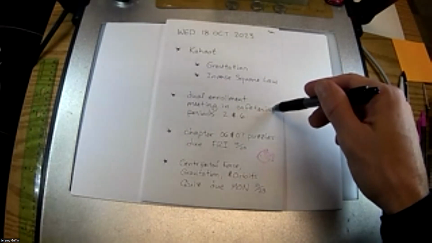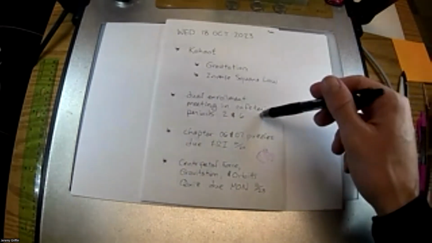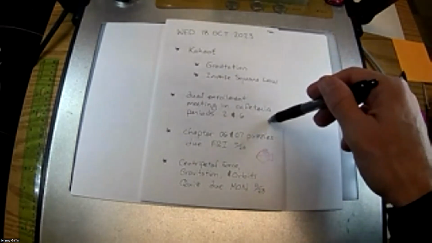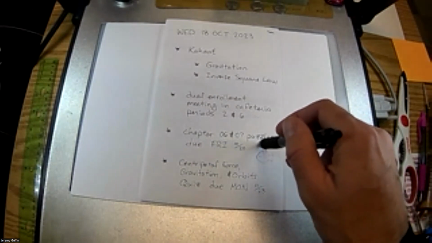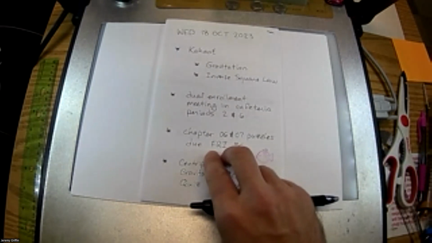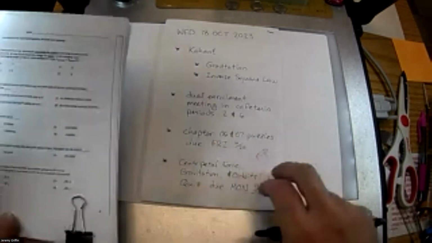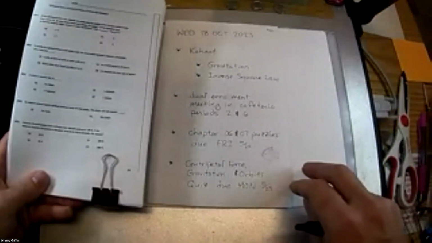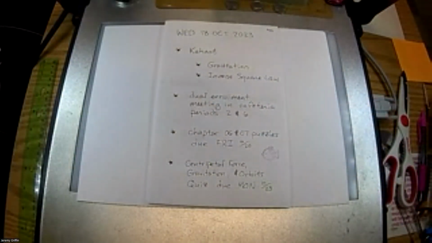Dual enrollment meeting in cafeteria, periods 2 and 6. Check with your 6th period teacher, see if you think this might apply to you. There's a spreadsheet going around saying what students are doing that. We finished chapter 6 and 7 puzzles yesterday in class. Well, I covered all the ones that I assigned to you guys. Let's have those 2 Friday. You'll probably finish them now anyway, but hold on to those because I just gave you your next quiz: centripetal force, gravitation, orbits. Let's have this one due on Monday. So write that in your planner. You guys got all that?